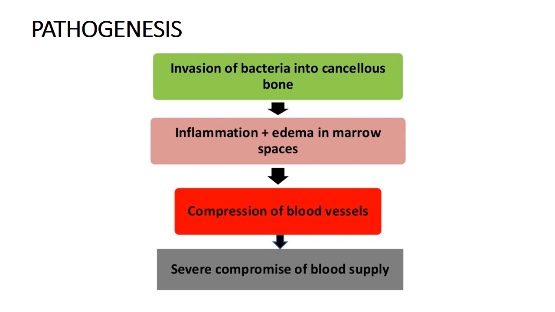And the pathogenesis: the first thing is invasion of bacteria into the cancellous bone, and whenever there is any insult in any part of the body, it leads to inflammation. And bacterial invasion is an inflammation. It will lead to inflammation and edema in the bone marrow spaces. But unlike the other parts of the body, bone is a tight compartment. Whenever there is some inflammation and swelling in any part of the bone, there is no space allowed by the bone to expand that swelling, expand that tissue.